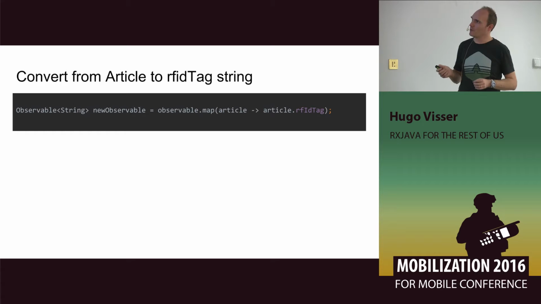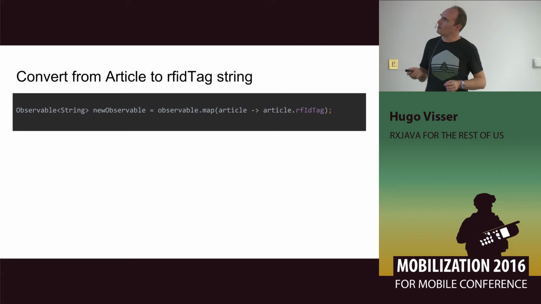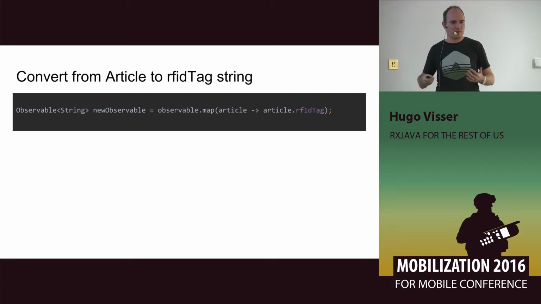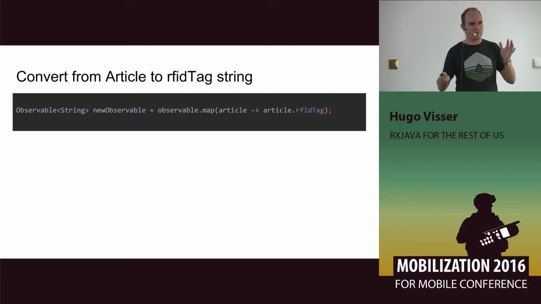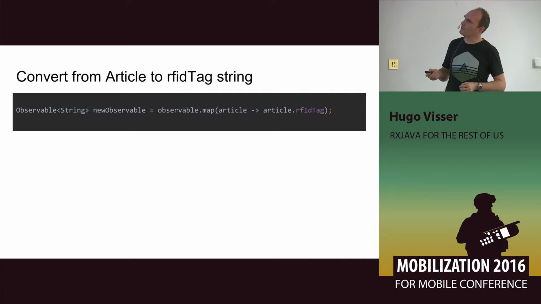Same for observables. That's something to realize, because we are going to chain all these operations in the end. Does that make sense so far? Just mapping from one stream to another. So what happens if you subscribe to this thing? You will get a callback for every article, but you will get its RFID tag and not the article itself.